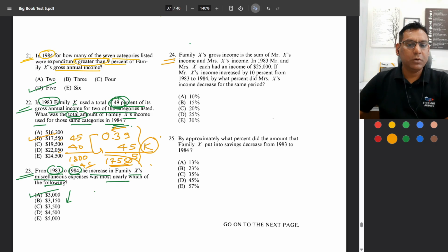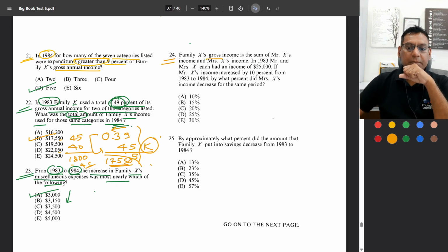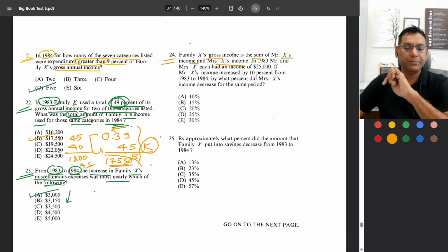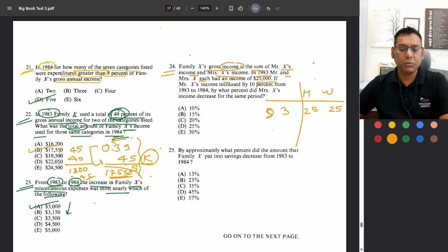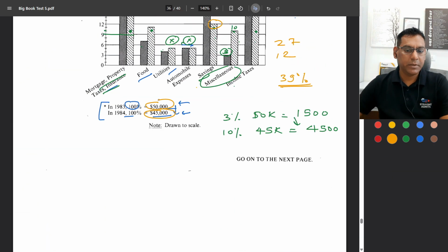Okay, question 24. Family X's gross income is the sum of Mr. X's income and Mrs. X's income. Okay, so husband and wife, that is the sum, gross income. All right. In 1983, Mr. and Mrs. X each had an income of $25,000. So let's say 83, Mr. X and Mrs. X. Okay, let's call them husband and wife for simplicity. So husband was 25, wife was also 25. The total is how much? Must be 50. Yes, it was 50.